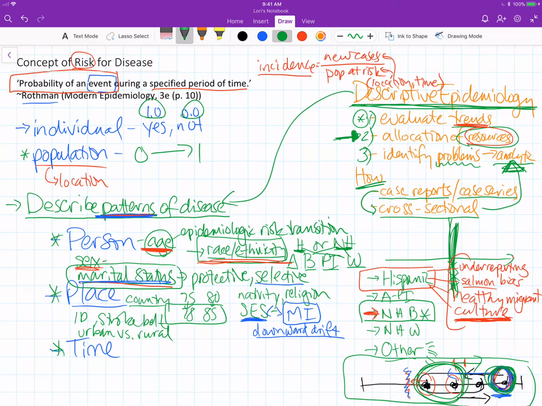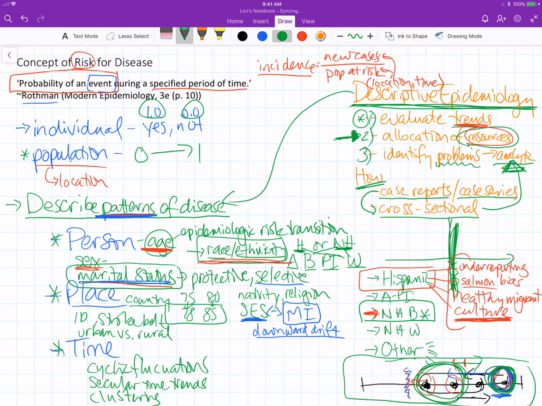The final area is that of time. And so if we were to think about time, we see three things. First, we see cyclic fluctuations. Next, we see the secular time trends. And I'm going to explain each of these pretty quickly, and then we see clustering.